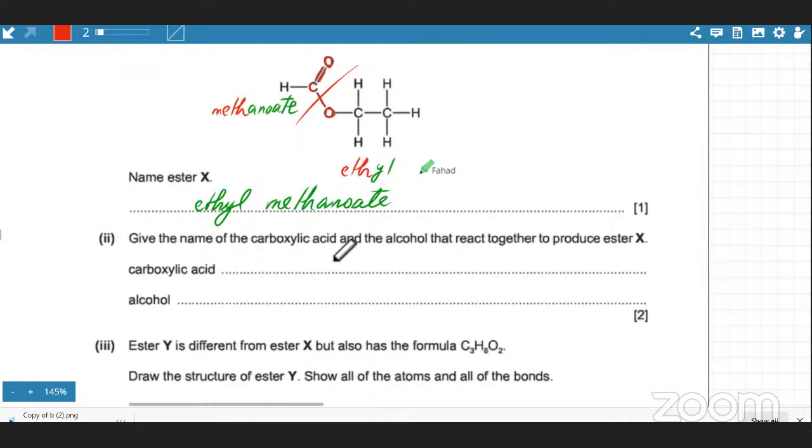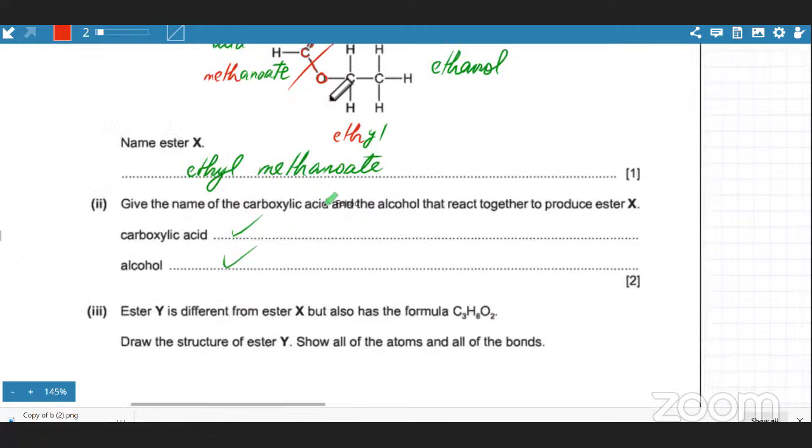You're being asked to give the name of the carboxylic acid and the alcohol that react together to produce ester X. So this side is the alcohol side. This came from the alcohol. This had OH over here before it joined. So this is two carbon atoms. It's an ethanol molecule. The ethanol is going to come in and then lose its H. This other side is the carboxylic acid side. Before joining, it was C double bond O and OH. So it has one carbon atom. So this is methanoic acid, the carboxylic acid. So the name of the carboxylic acid and the name of the alcohol have been given.